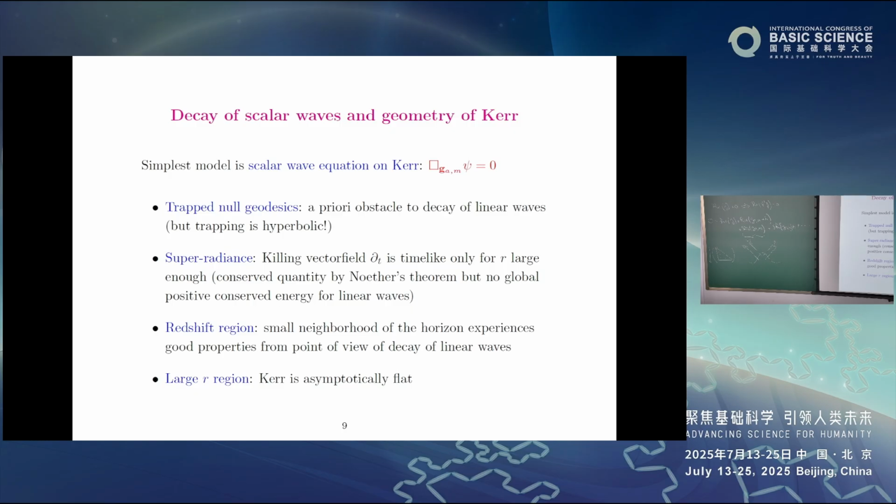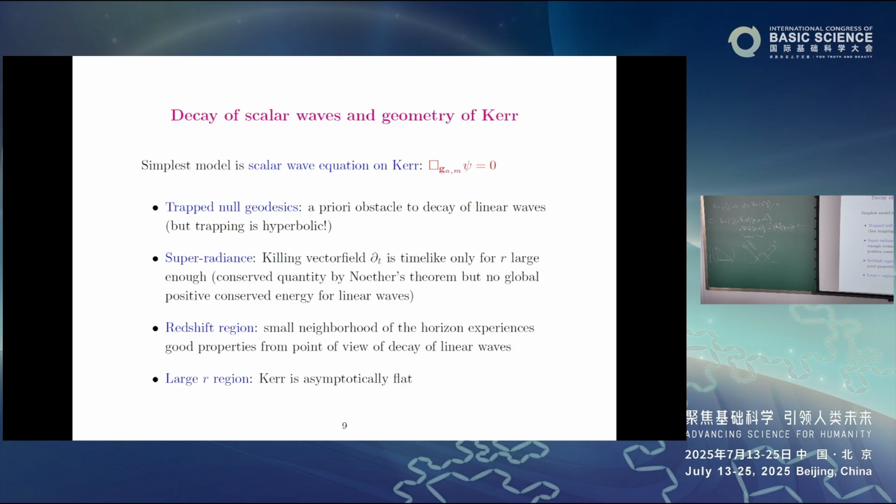And of course, there is a major enemy here. Your enemy would be that there are some null geodesics that actually stay in a compact region. These are null geodesics that neither go to infinity nor inside the black hole. So that's the first observation: in Kerr, there are a priori obstacles to decay of linear waves, because your waves would tend to travel for a very long time here, and this would forbid decay to happen. Fortunately, the reason it still works is because this trapping is fairly weak.